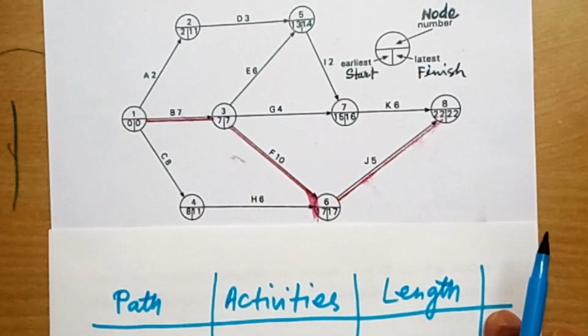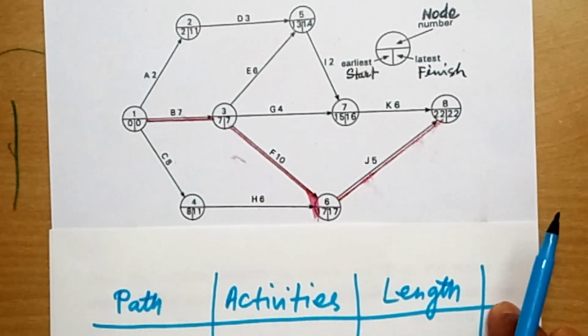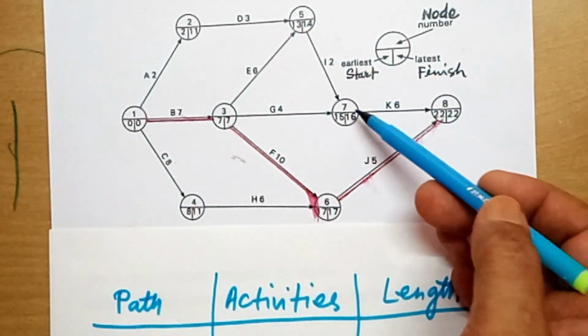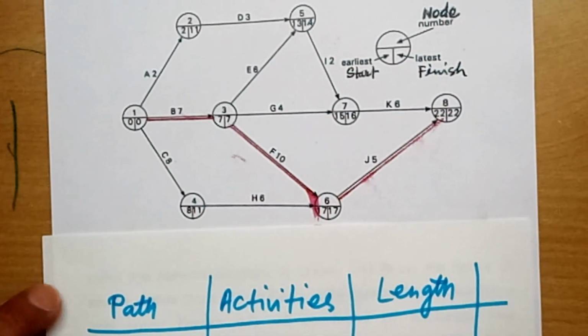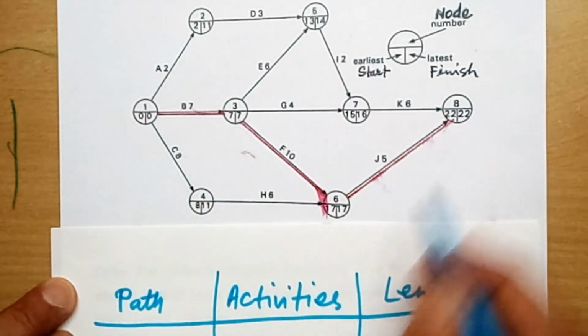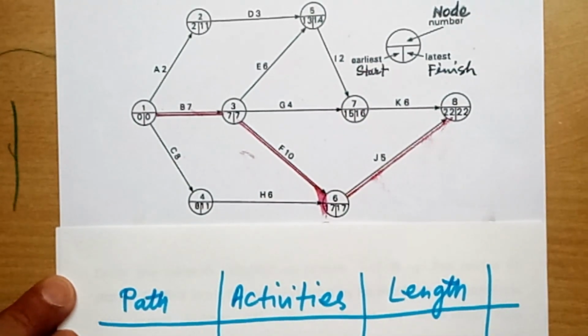The first path will be 1, 2, 5, 7, 8: node number 1, node number 2, node number 5, node number 7, node number 8. Okay, this is the first path, 1, 2, 5, 7, 8.